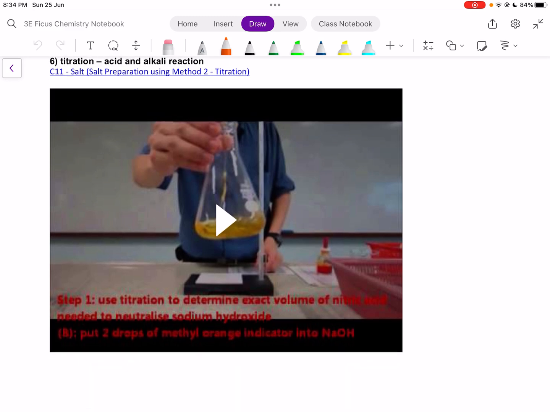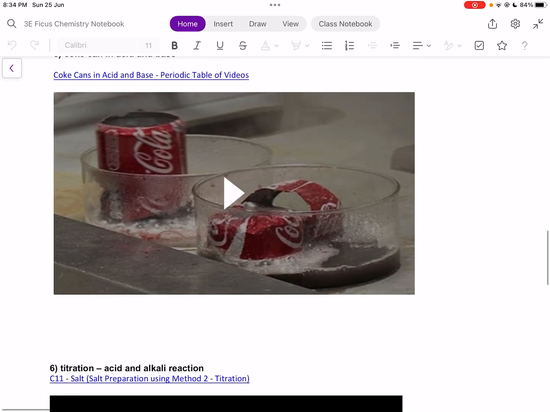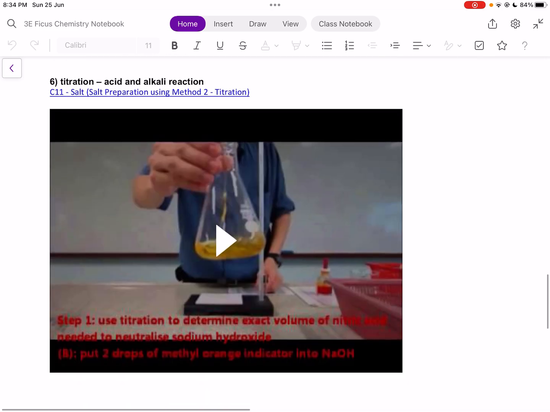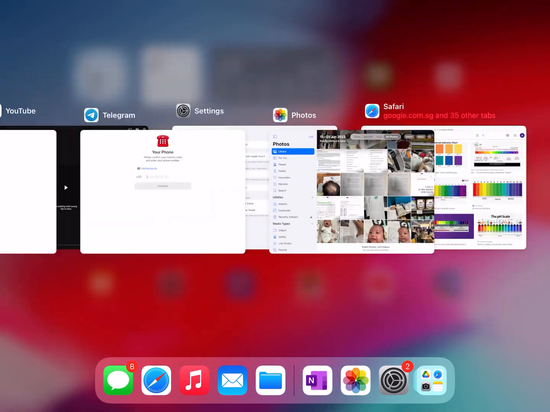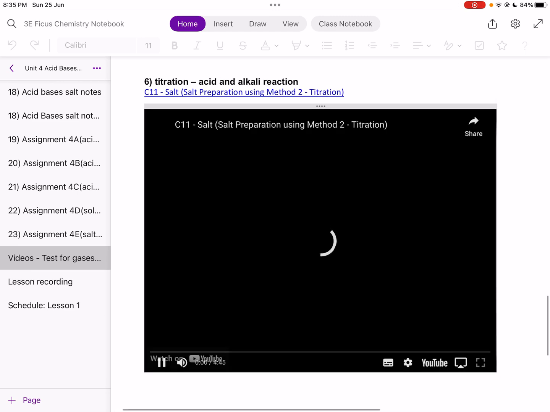Just as a recap, let me show you how they do the titration once again. Okay, what happened? Never mind, let me restart my OneNote. Hang on, okay, it's here.